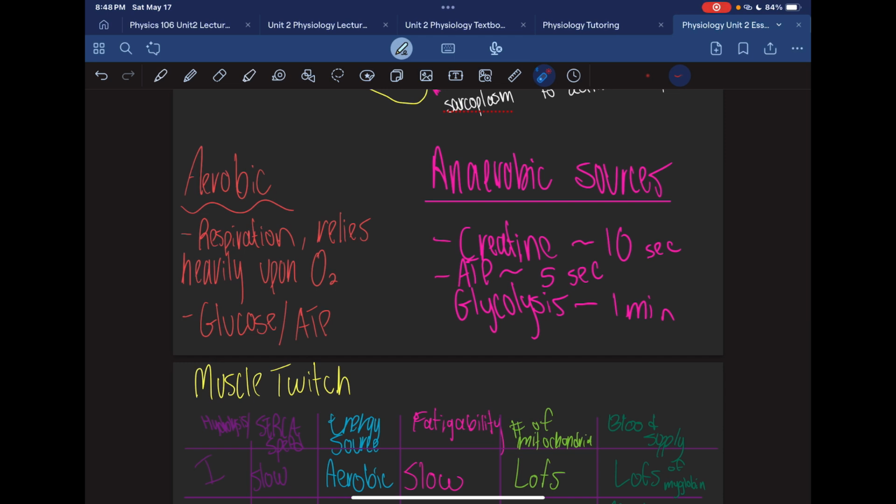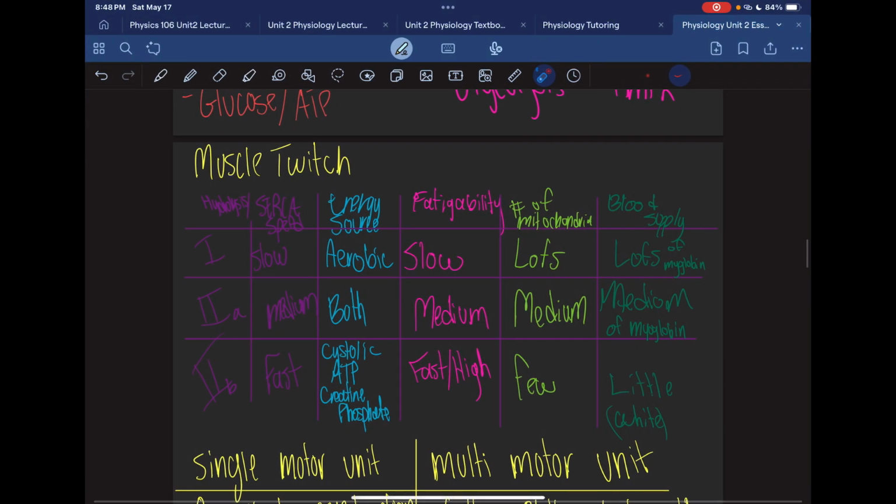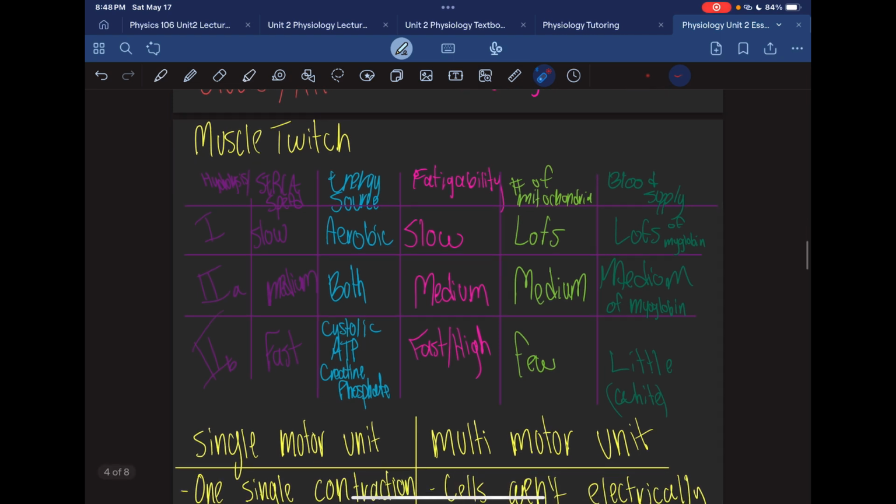And then we have the anaerobic, which is even quicker, which we know is creatine, ATP, and glycolysis. And the speeds in which these are used are right here. Creatine 10 seconds, ATP 5, glycolysis 1 minute. And then we're going to get into muscle twitch. Muscle twitch is just as follows. There's 3 different types. Type 1A, type 2B, and type 2A.